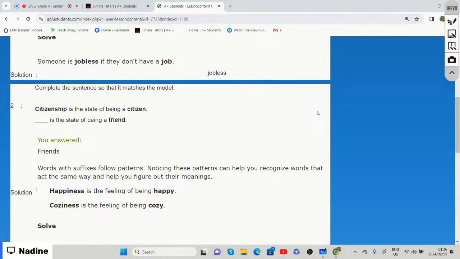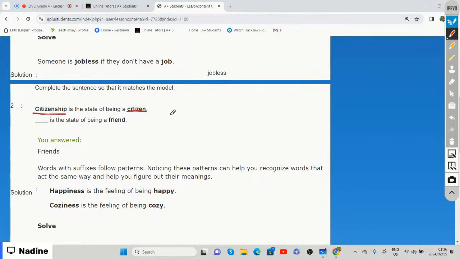All right. So if we say citizenship, the word ship is a suffix, the state of being a citizen. Then friendship is the state of being a friend. So well done to those. Friendship is correct. So you go to A plus students and you go to language arts, grade 4.